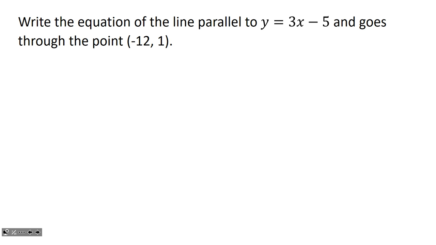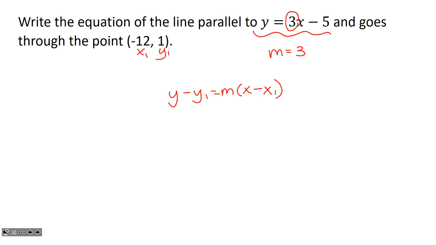All right, next one. Write the equation of another line parallel to y is equal to 3x minus 5. So my slope is 3. Here's my point, x comma y. This time I'm going to use y minus y1 equals m times x minus x1. And remember, the numbers in the point are like your x1, y1. So we said the slope is 3 because the slope of the line is 3 and we need parallel lines to have the same slopes. So I plug in y minus 1 equals m is 3, x minus negative 12.